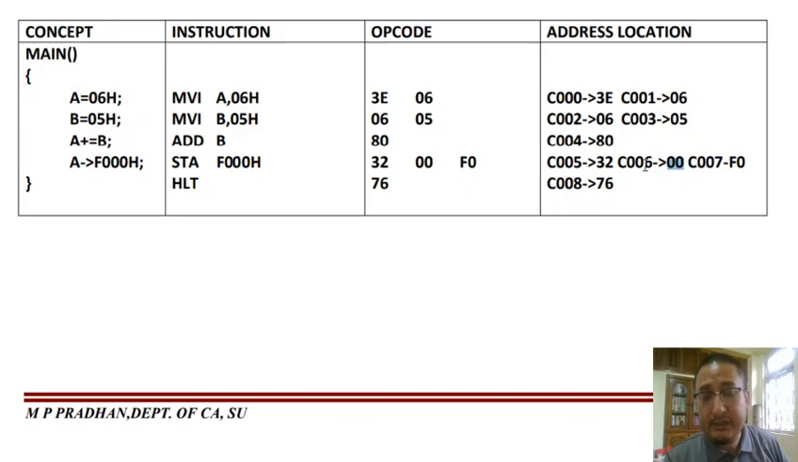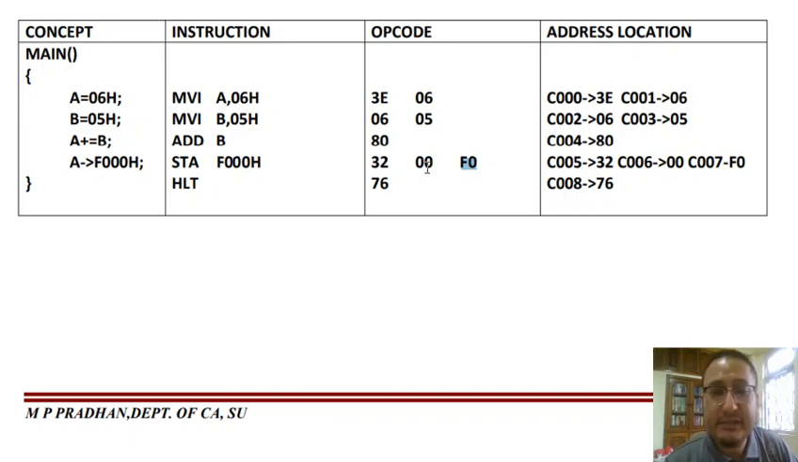Just see here, the higher byte, that is F0, is stored in the higher address space, and the lower byte, that is 00, is stored in the lower address space. So that's why it is represented as 00 F0 instead of F000. The higher byte, F0 of F000, is stored in C007, and the lower byte, 00, is stored in C006.